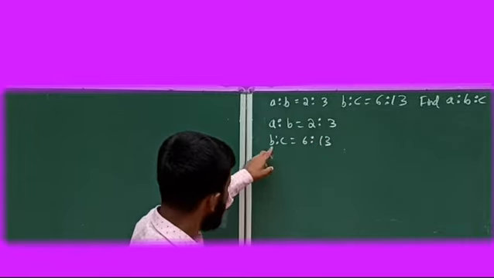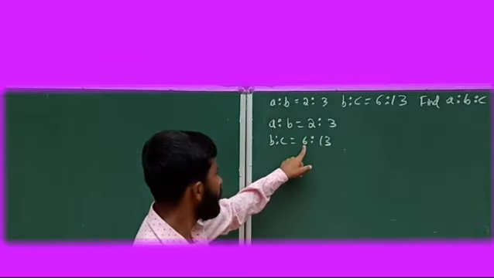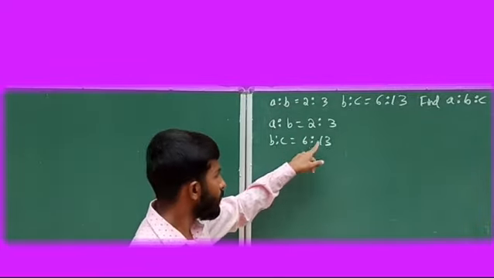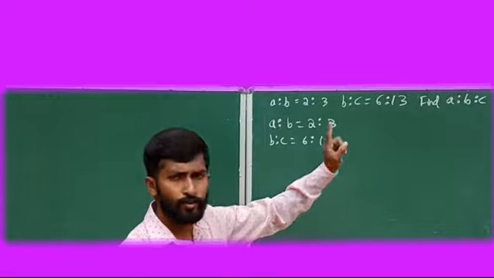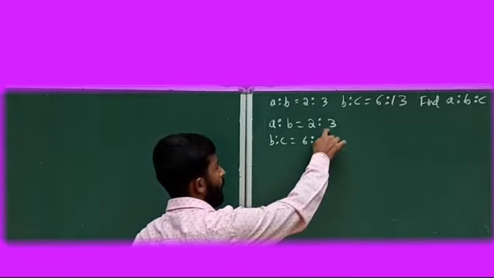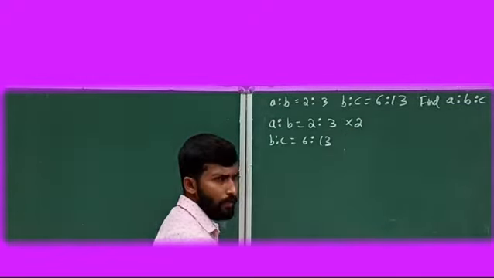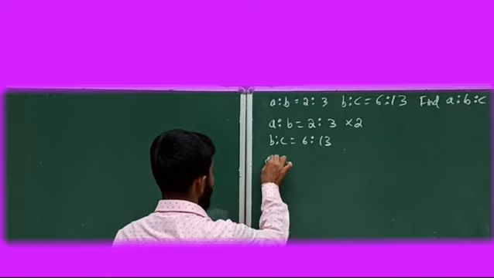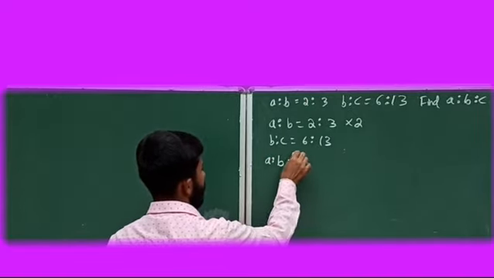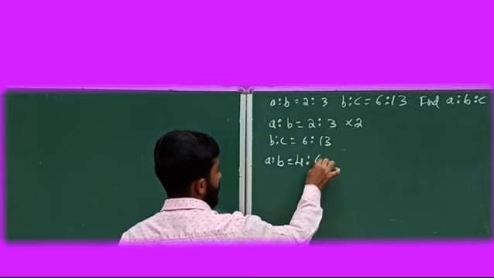Okay. Now observe, A ratio B, here B you can see 3, here B you can see 6. Question is combined ratio A ratio B ratio C. To write combined ratio, we want B value same. For that reason, to the first ratio multiply 2. So see, A ratio B is equal to 2 2s are 4 into 2 3s are 6.